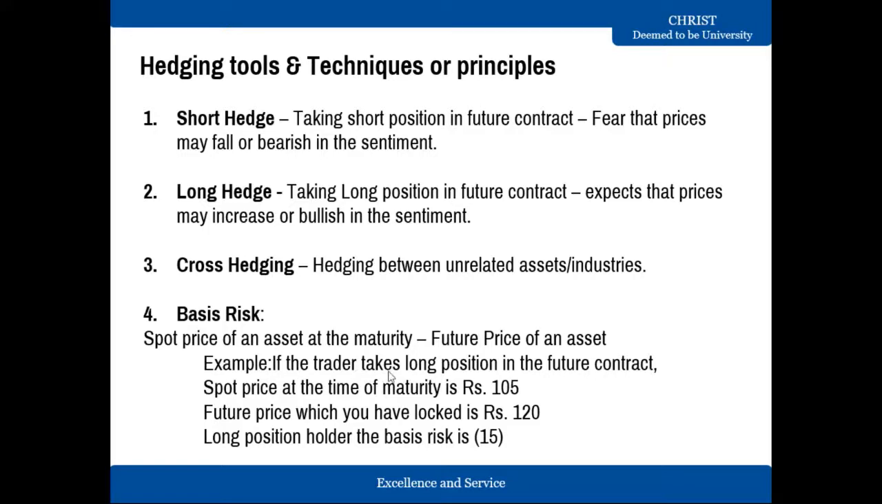I give an example here as well. If the trader takes a long position, that means a buying position in the future contract, and the spot price at the time of maturity is 105, but the future price which we locked, the predetermined price, is 120, then for the long position holder, the basis risk is 15 points.